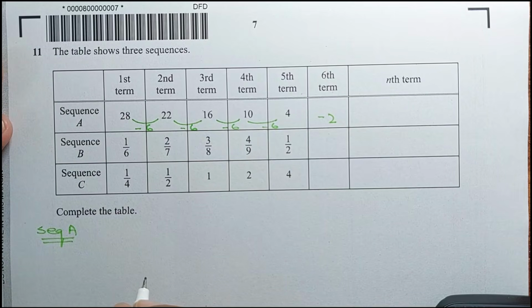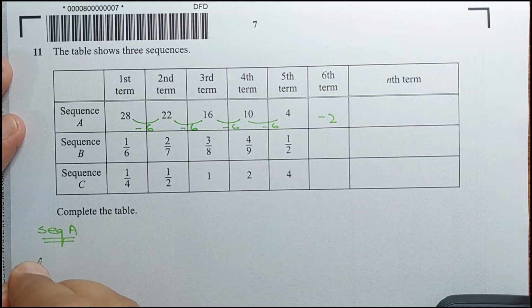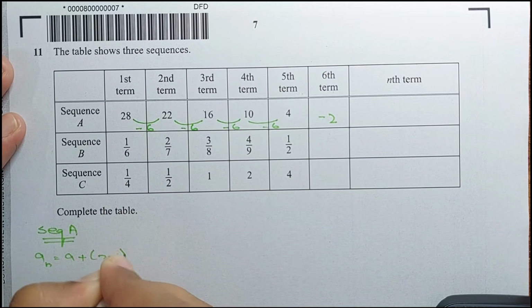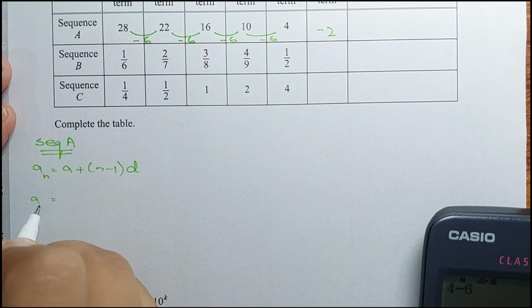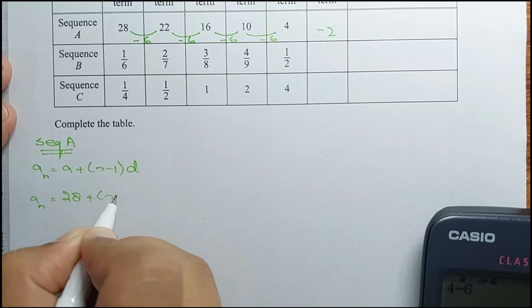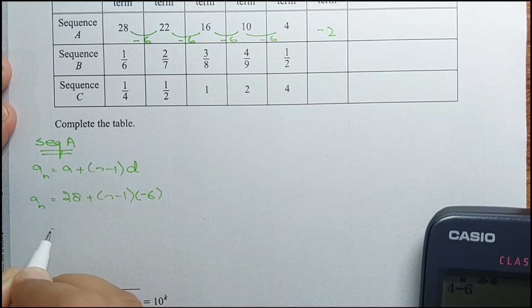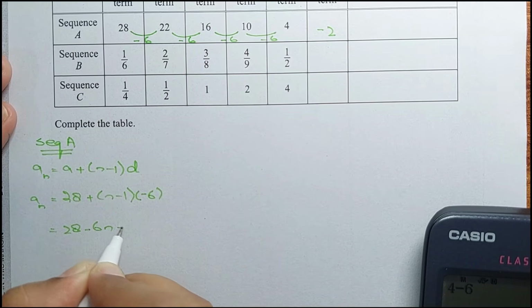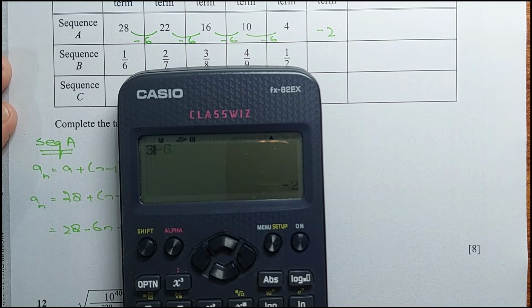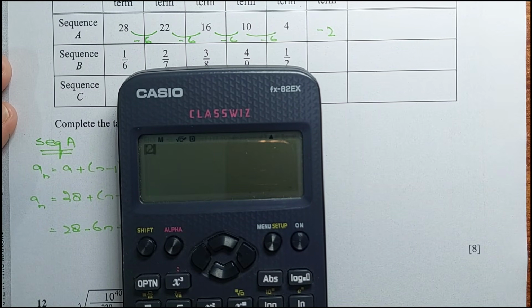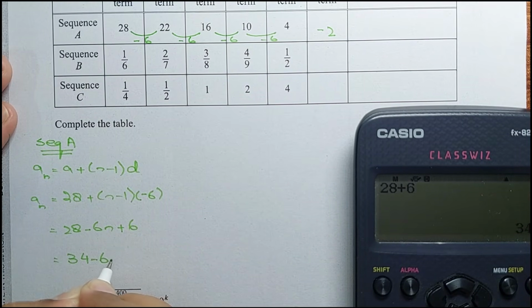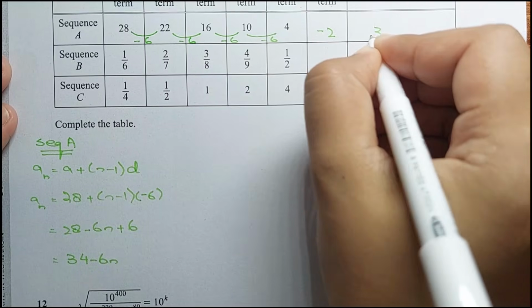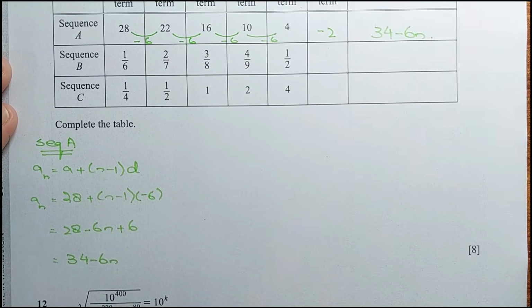So sequence A is an arithmetic progression, right? Its nth term is a_n equals a plus n minus 1 times d. A is the first term, which is 28, plus n minus 1, and d is the common difference, minus 6. So it is 28 minus 6n plus 6. So 28 plus 6, 34. 34 minus 6n is the nth term for sequence A.